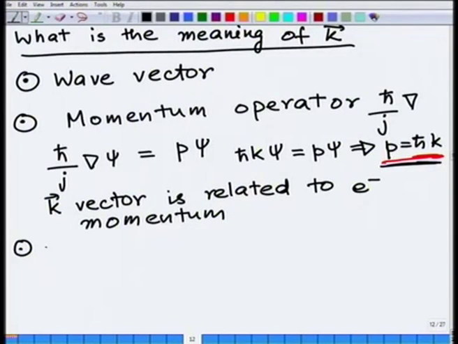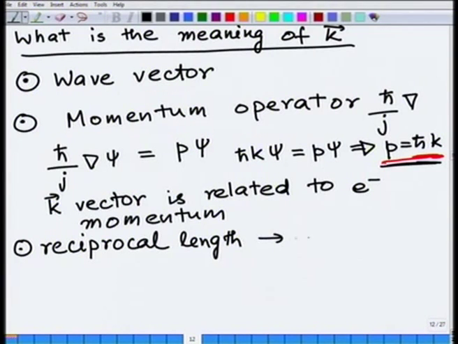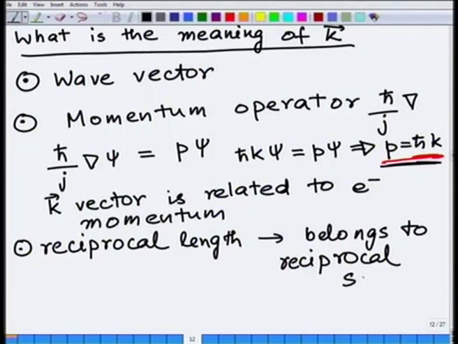Now let us see what the dimensions of k are. k has the dimension of reciprocal length. I have written down here that its dimension is reciprocal of length and it belongs to reciprocal space. Its consequence we will see as we go along in this course. So, these are 3 points which you should remember.